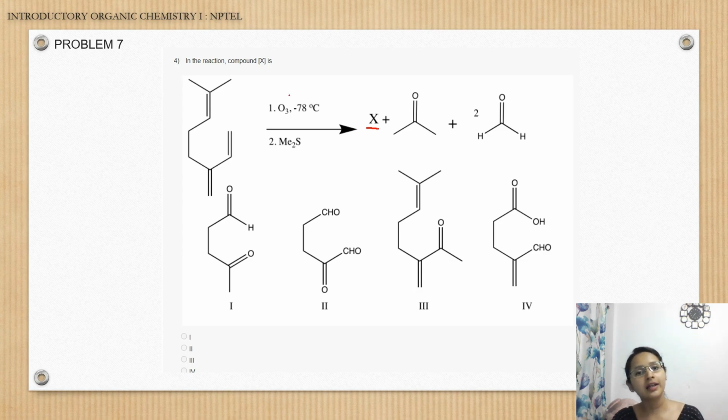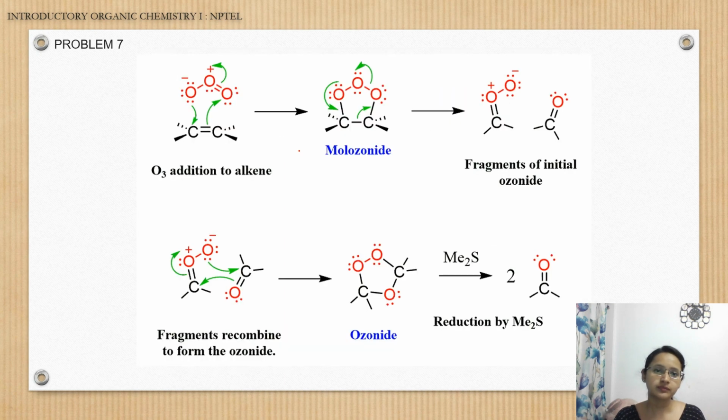So when an alkyne or alkene is treated with ozone, what happens? Ozonolysis takes place, and in the second step they have added dimethyl sulfide, which will cleave the ozonide that is formed in the reaction. So what is the mechanism? I'm recalling the mechanism here so that you will get what I'm talking about. When O3 addition takes place to an alkene, a molozonide first forms. This molozonide, being very unstable, will get cleaved to give you these fragments. Again, these fragments will recombine to give you the ozonide, which is stable.